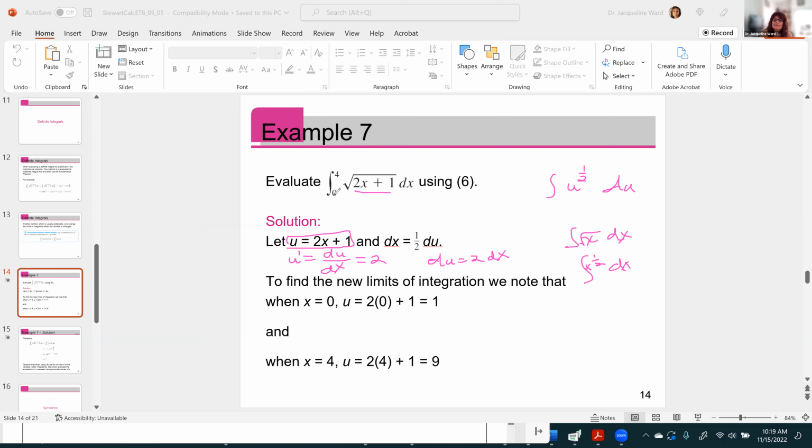Now, likewise, these limits of integration are with respect to x. Think about what we started doing when we're integrating, we're finding the area under a curve, so from 0 to 4. So this is x going from 0 to 4, but what does u go from and to? If x is 0, u is 1. I shouldn't have put little dots there. If x is 0, put 0 in for x, and u equals 1. Put 4 in for x, and u is 9.